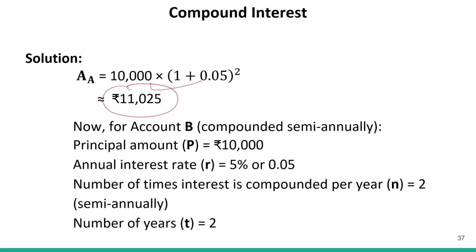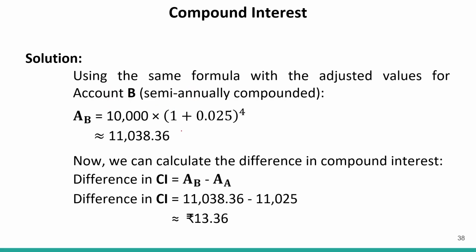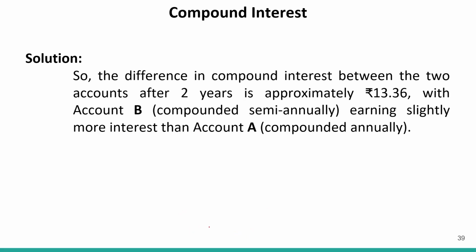Okay, for account B, it will be this, but it is compounded semi-annually. So n is equal to 2. So the formula will be something like this, this much by 4, power 4. So 11,038.36. Okay, so CI will be this much minus this, so it will be 13.36. So after all this calculation, the difference in compound interest will be 13.36.